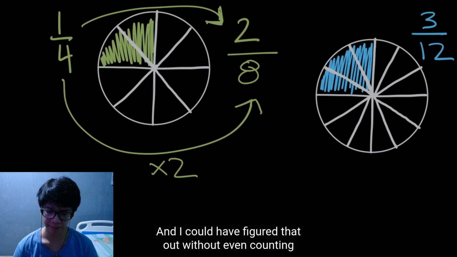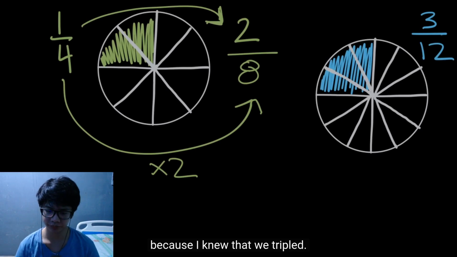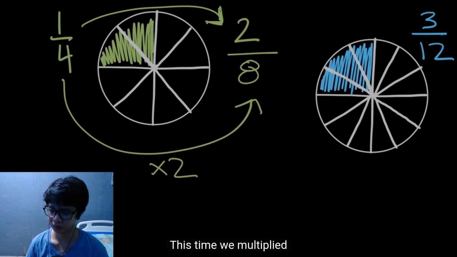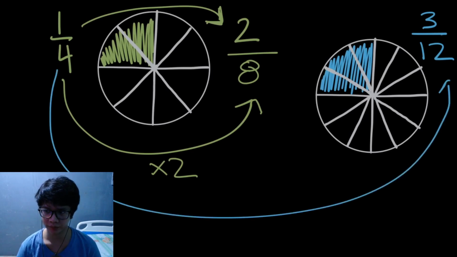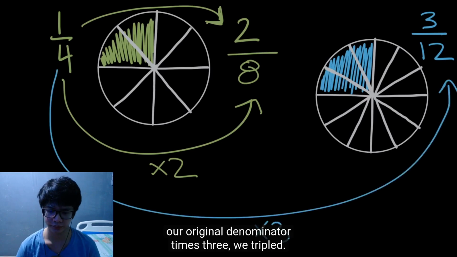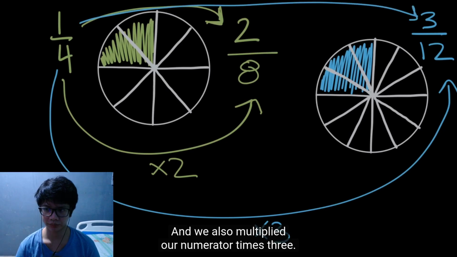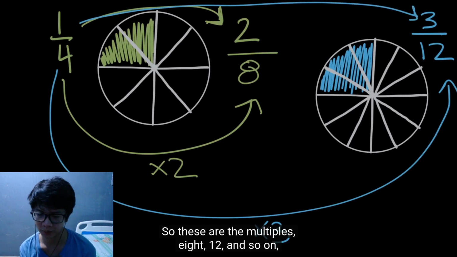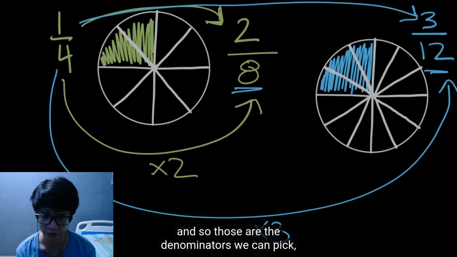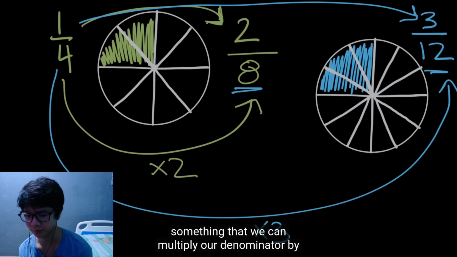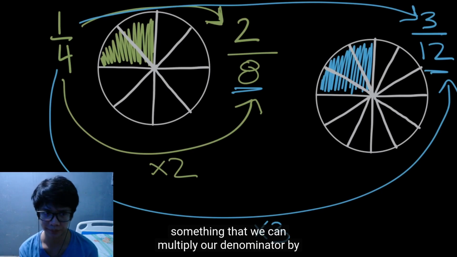And I could have figured that out without even counting because I knew that we tripled. This time we multiplied by 3. Our original denominator times 3. We tripled. And we also multiplied our numerator times 3. So these are the multiples, 8, 12, and so on. And so those are the denominators we can pick. Something that we can multiply our denominator by.